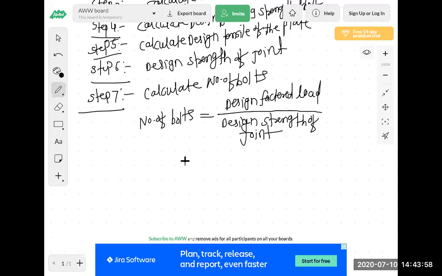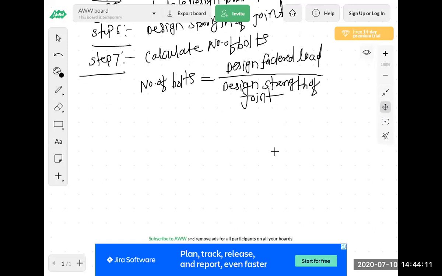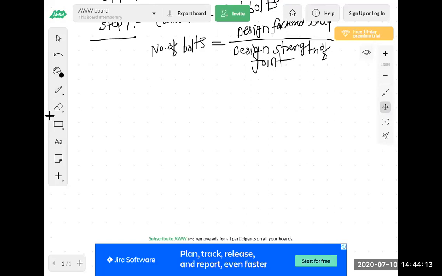Okay, so this is the procedure. So now we will solve the example. Example number 1. So write down everyone. Example, write down.